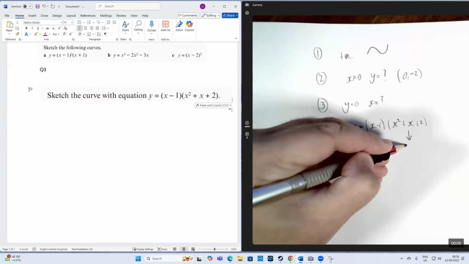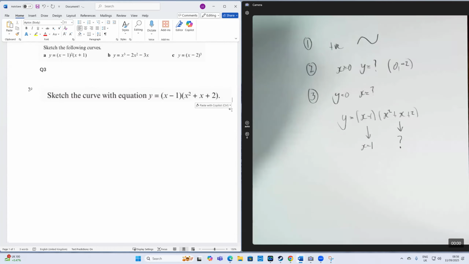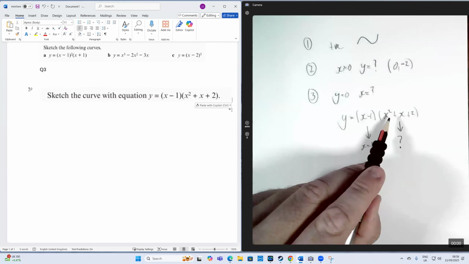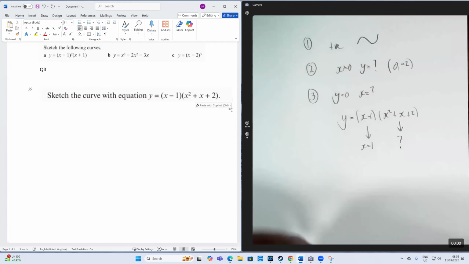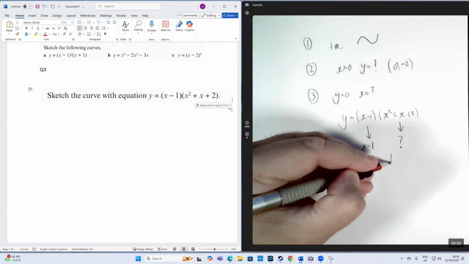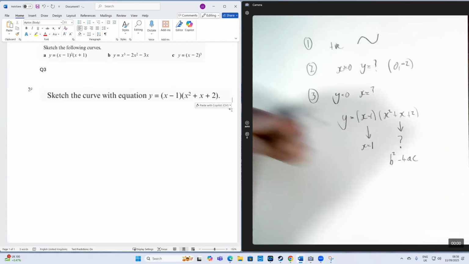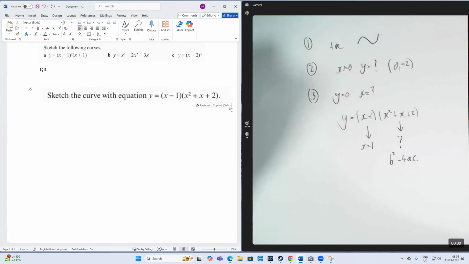But this is our interesting problem. What on earth is going on with this bit? Does this bit cut the x-axis at all? Now, what you need to do here is you need to evaluate the discriminant. You may remember the discriminant is the b squared minus 4ac part of a quadratic equation.